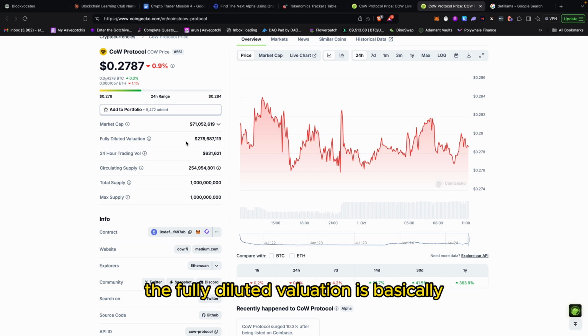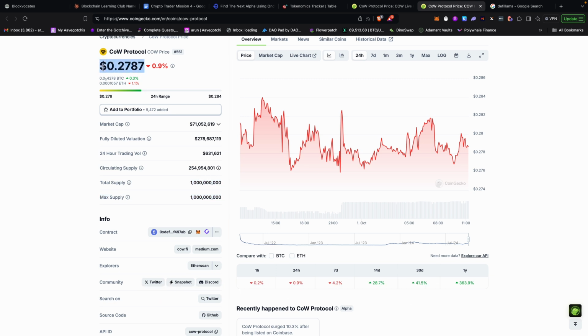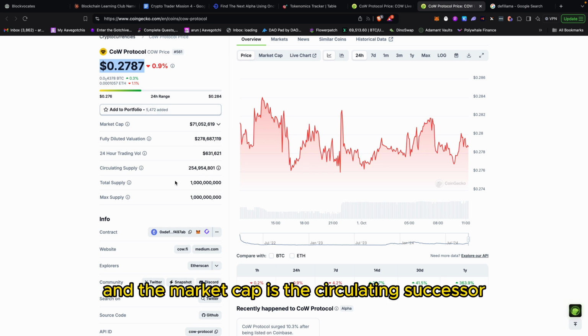The fully diluted valuation is basically the total supply of tokens. So here the total supply is 1 billion. 1 billion multiplied by the current price gives you 278 million. That's the fully diluted valuation. And the market cap is based on the circulating supply.